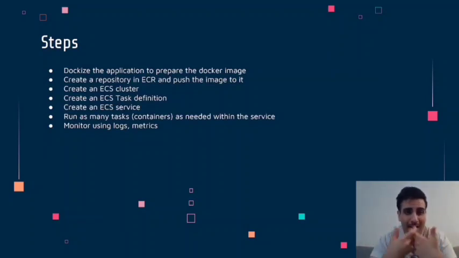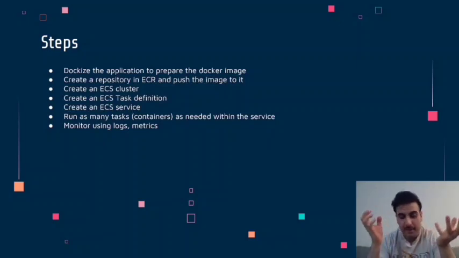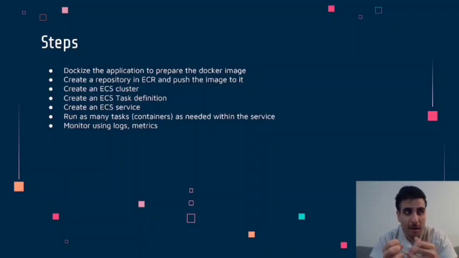The first one is that we have to Dockerize the application to have the Docker image. The moment that we have the Docker image, the second step is that we have to push it into Elastic Container Registry, or ECR. After that, we have to go to ECS, and then we have to create a cluster. Basically, we can think of a cluster as a group of things that can run a lot of services. And then you have to create a task definition.